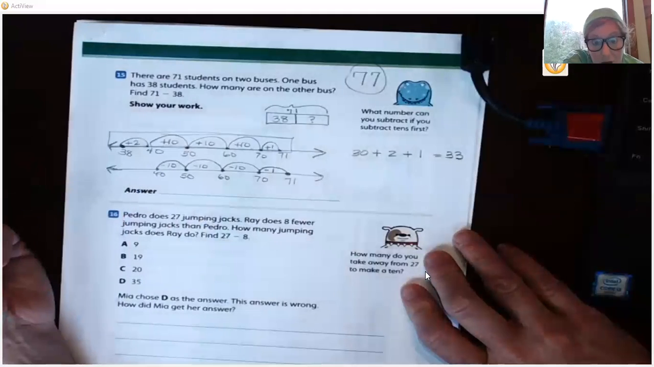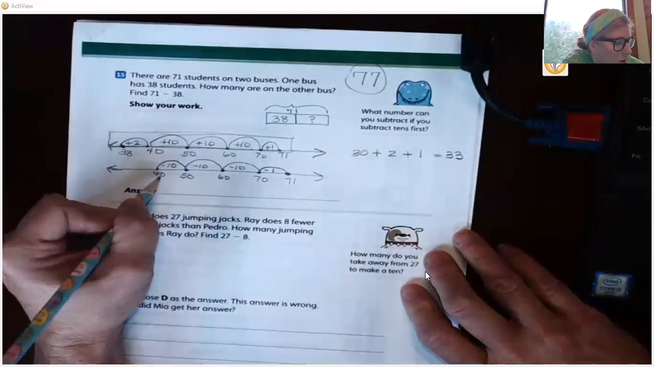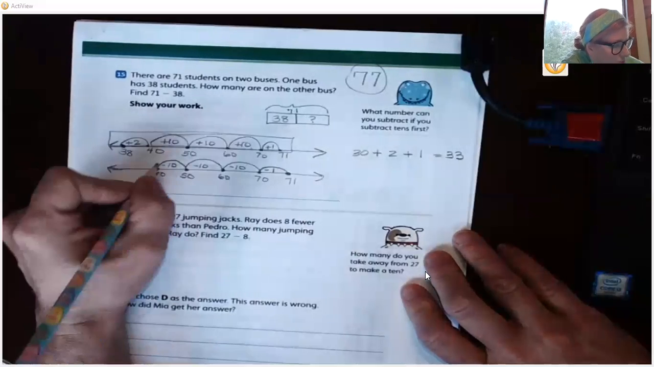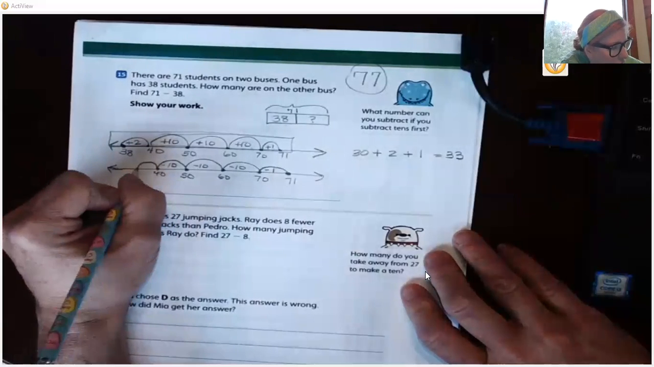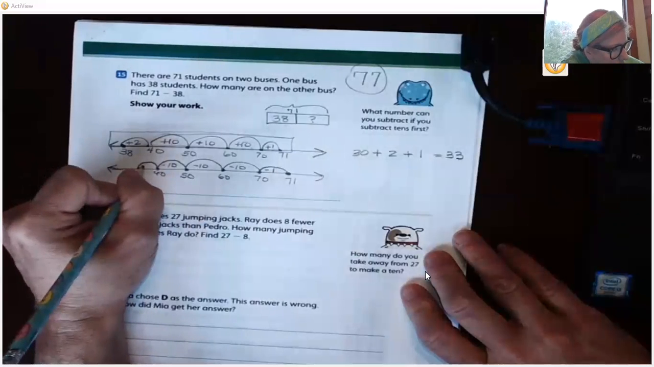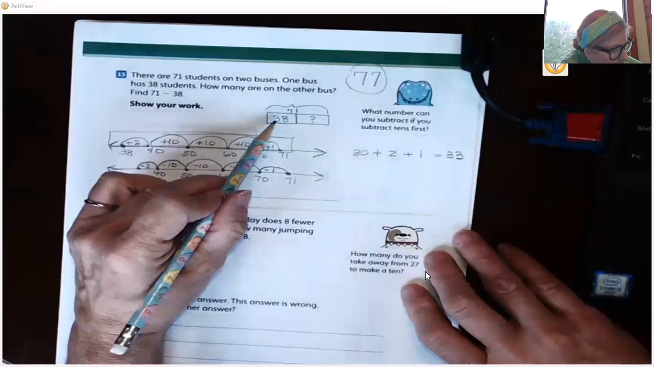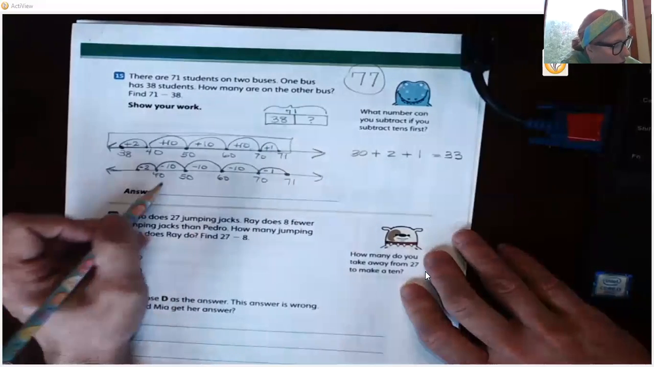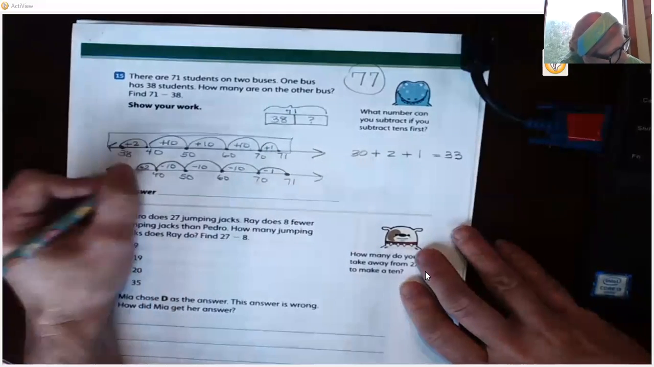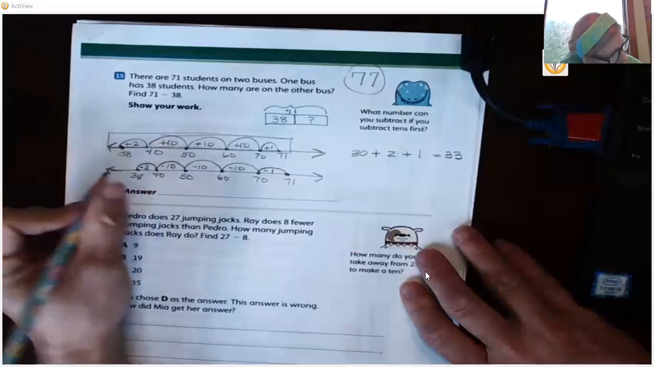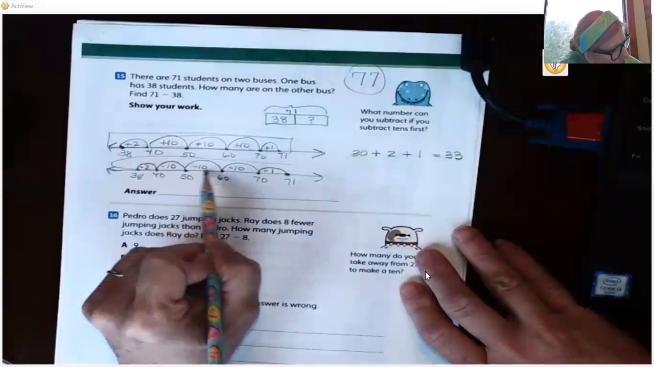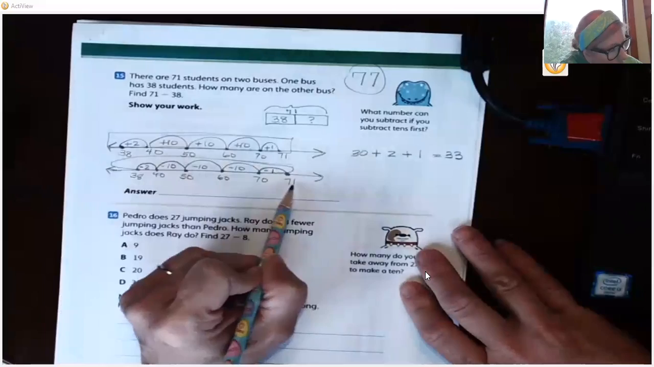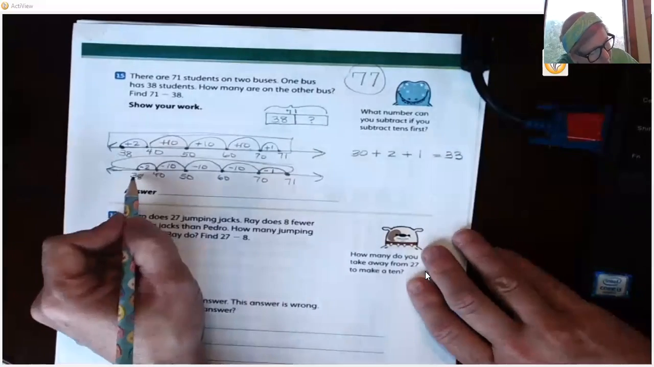No, because we would end up at 30. So counting back from 40 to 38. If you know your tens facts, you know it would take 2 to get up from 38 to 40. So it would take 2 to go back from 40 to 38. So we're at 38 here. Once again, this is the answer up here, not the 71, not the 38.